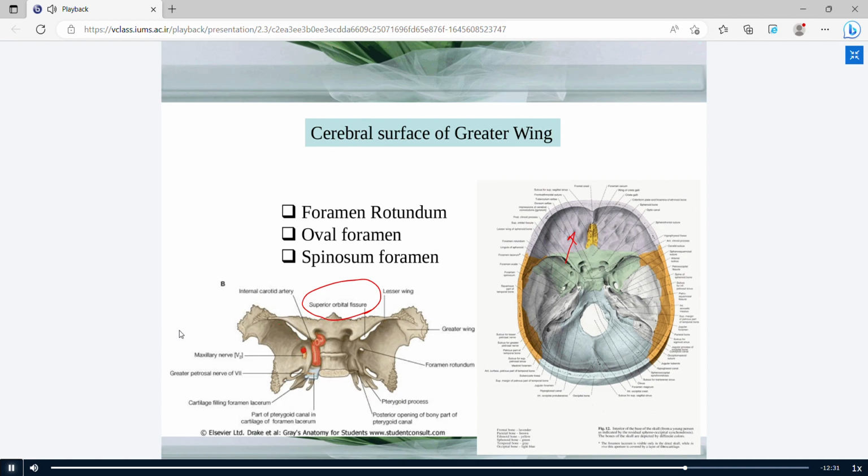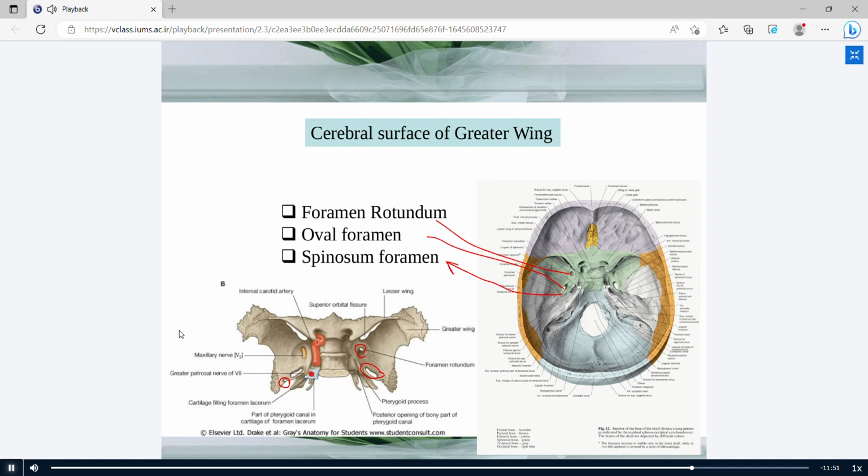In the greater wing of the sphenoid, there are three foramina. Foramen rotundum is here, foramen ovale is here, and foramen spinosum is here. Ovale, spinosum, and rotundum are very, very important. This is the rotundum, this is the foramen ovale, and the little foramen is the foramen spinosum.